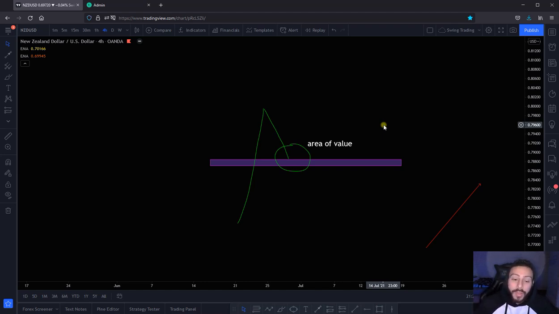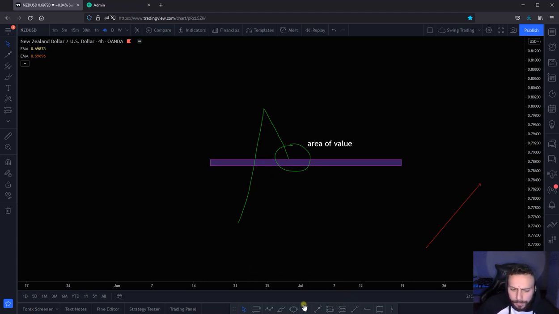So for example, right now, this is one area of value. The fact that it's a break and retest trade, which is what we take, is one reason. We take break and retest trades because they're high probability setups. Now, this break and retest trade has also come at a support level. Sorry, that's another confluence at this area of value.